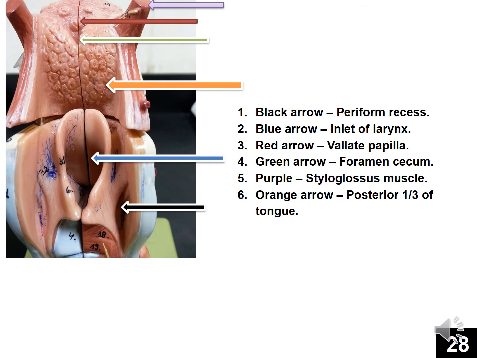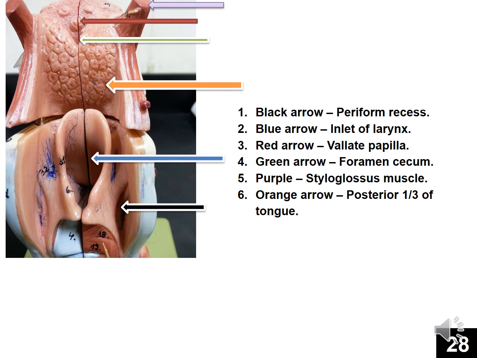Here you can see the posterior 1/3 of the tongue, هذه اللي فوق, you can indicate it by the orange color arrow. You can see with the green color هذه هي الفورامين سيكم, and the red color arrow هاي الفالت بابيلي, and the purple color arrow هذه اللي هي ستايلو glossus, and you can see with the blue color arrow هذه الاوبننج of الانلت of larynx, inlet of larynx.